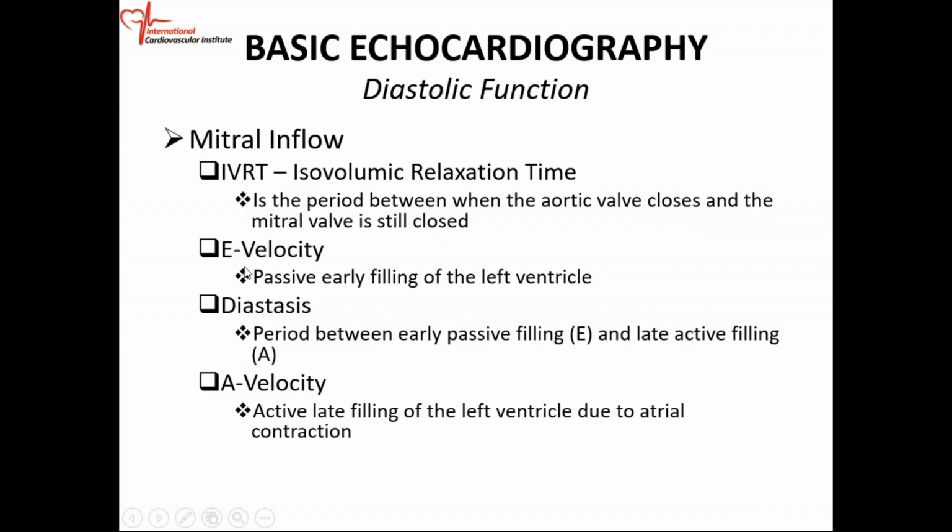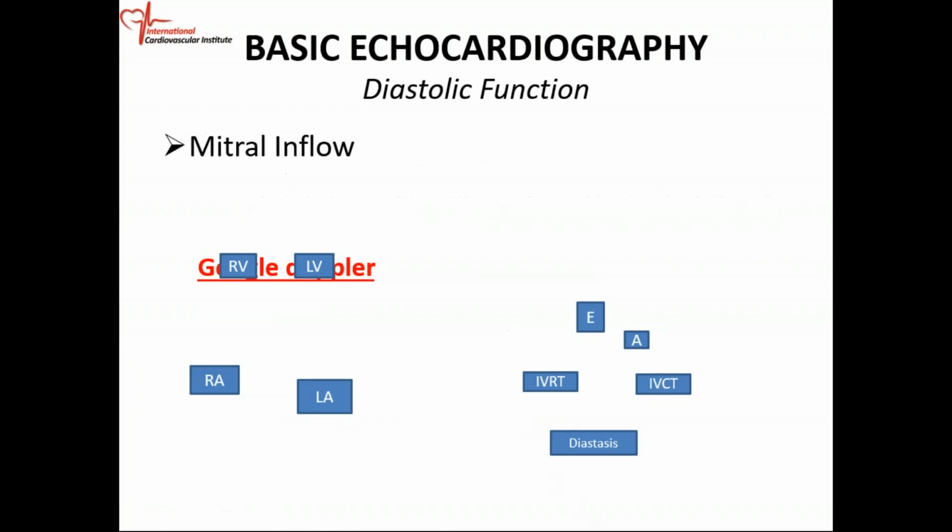The E velocity or the E wave is the passive early filling of the left ventricle, okay? And then we talk about diastasis, which is the period between the early passive filling and the late active filling. That's a period between the E and the A wave or velocity. The A velocity is active late filling. It's active because it requires energy. So it's an active late filling of the left ventricle due to the atrial contraction. So the atrium contracts to give you your A velocity.